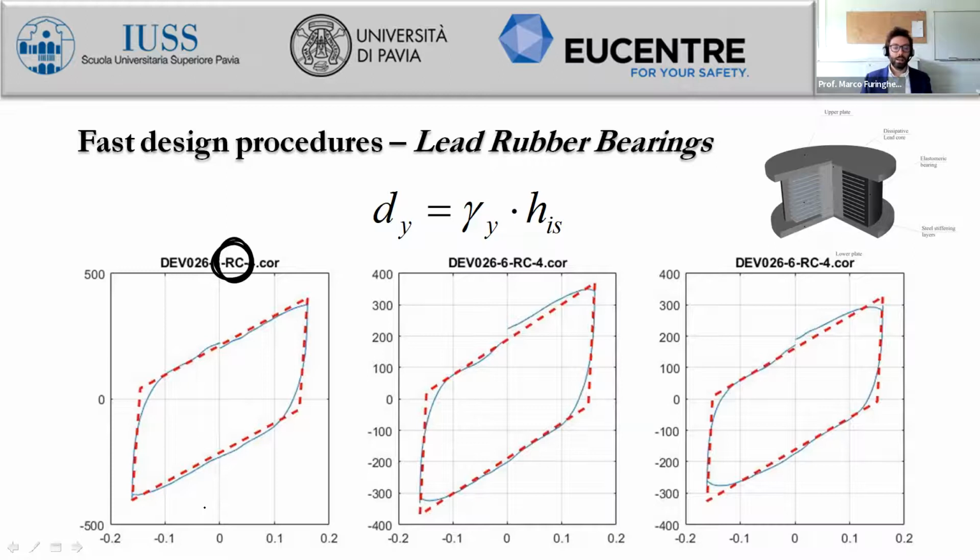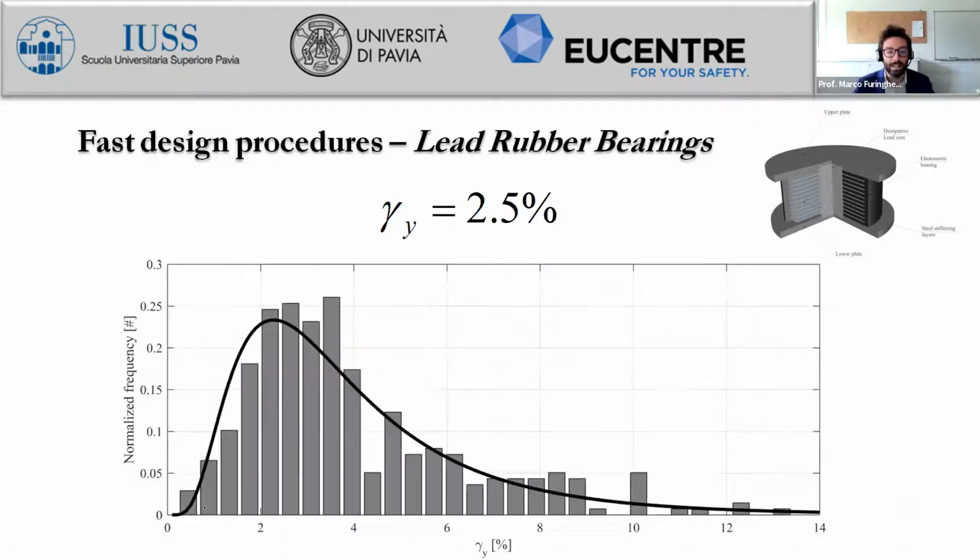And then, in order with the definition of bilinear constitutive laws, it was very easy to consider the yielding displacement and to compute the ratio of the yielding displacement with respect to the height of the isolators, of all the isolators. And this is actually what I got. This is the distribution. Firstly, I got the bar plots, obviously.